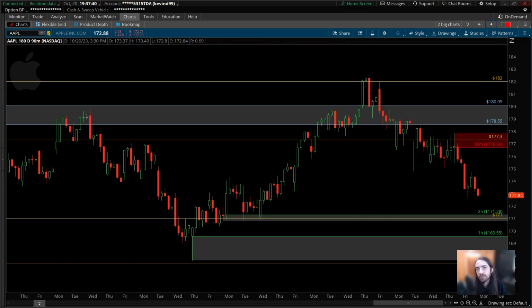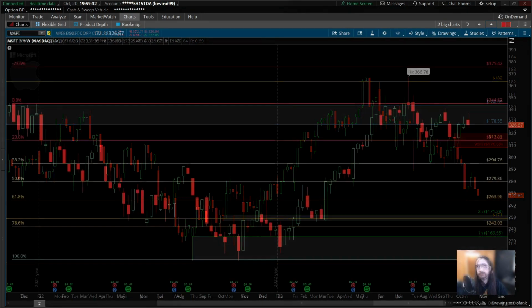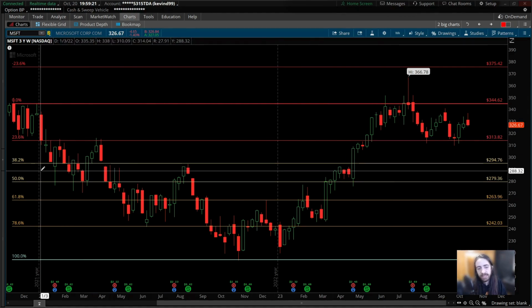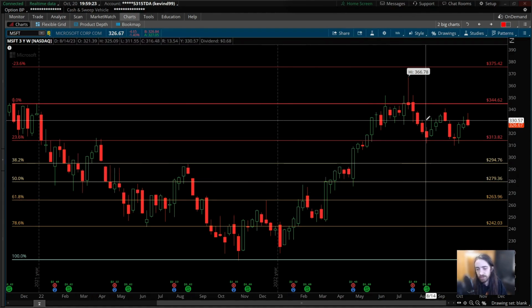The next stock we're going to be looking at is Microsoft. Alright guys, here we have a chart of Microsoft on the weekly time frame, and as we see, we're actually looking back 2 years now. Apple, we were looking back at just year to date.